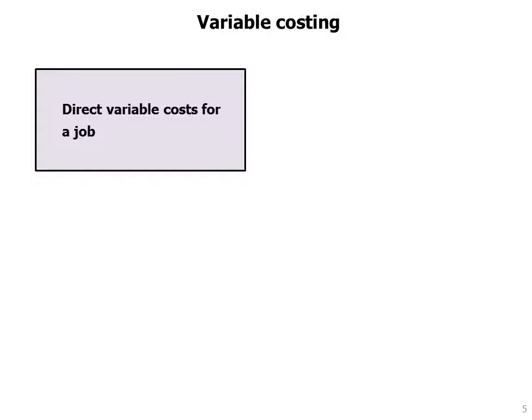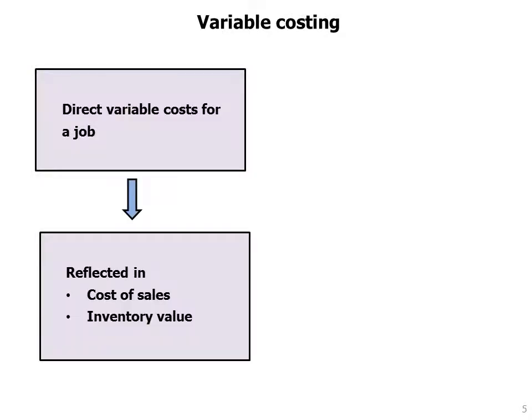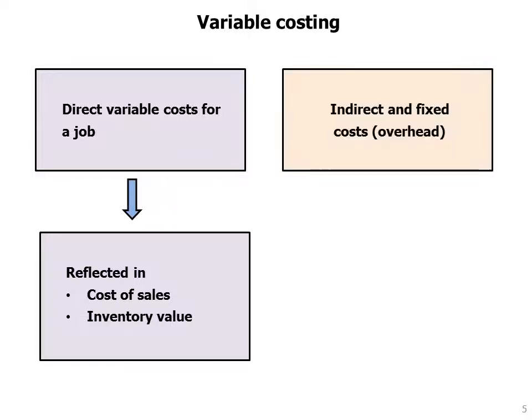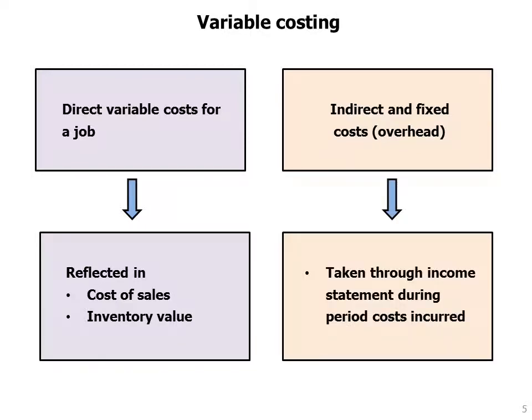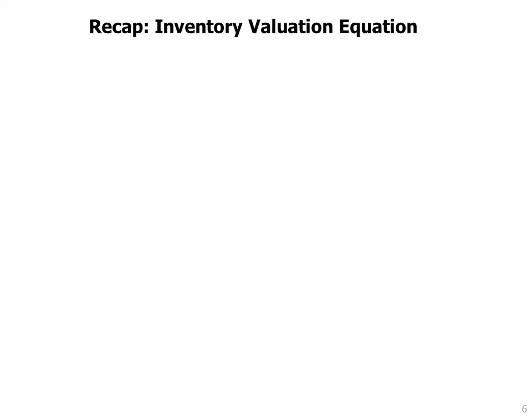And graphically we can see this. So direct variable cost for a job is taken through as inventory value and then taken through at the time of a sale in cost of sales, while the indirect and fixed manufacturing overheads are taken through as a period cost during the period in which the costs were incurred.